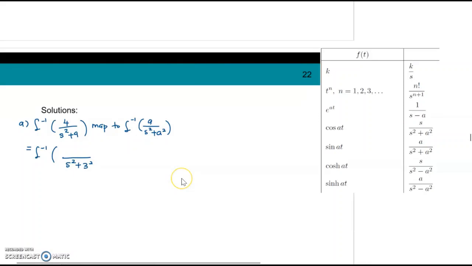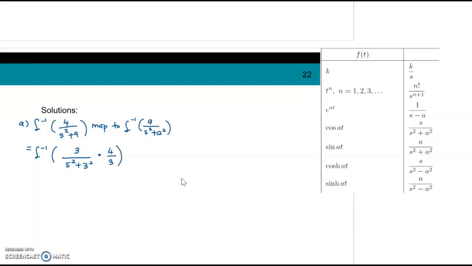So at the top we should have 3. Okay, but if we stop there, it means that we already changed the expression that we have originally. Originally we have 4 over s square plus 9. So to get back the 4, we need to multiply the expression that we have here with a 4 over 3.